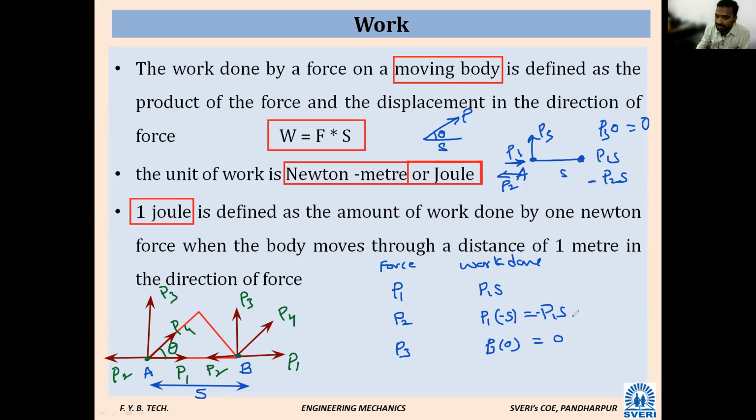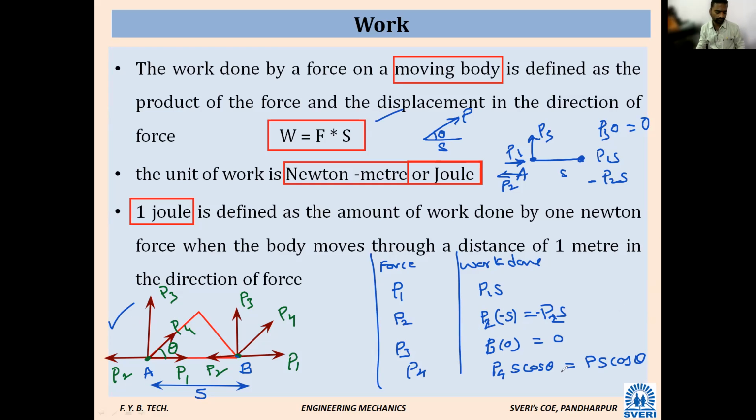Force is P4. Along the direction of P4, how much is the displacement? That is S cos theta. Is it correct? Yes, this is P S cos theta. Or if S is 1, then you can take P cos theta. Okay, P S cos theta. This is for P4. So write down this one. Yes, correct. This is P2. Are you getting it, all of you? This table, from the definition, we can write work done for all these.